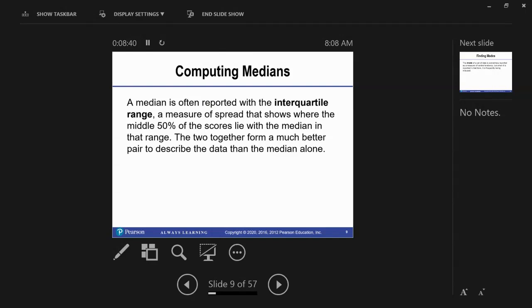A median is often reported with something called the interquartile range. That is a measure of the spread that shows where the middle 50% of the scores lie within the median in that range. Those two numbers together, the median and the interquartile range, form a much better pair to describe the data rather than just the median alone. And we'll spend some more time talking about how to find that interquartile range in a few minutes.